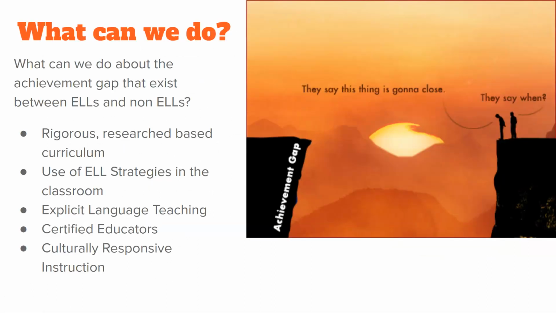Okay, so if you look at the picture, that big gap in the middle between the two black rocks, that's the achievement gap. And if you follow any type of educational news, you know that there's huge achievement gaps in education. There's achievement gaps between white students and non-white students. There's achievement gaps between male and female students. And there's also achievement gaps between English language learners and non-English language learners.